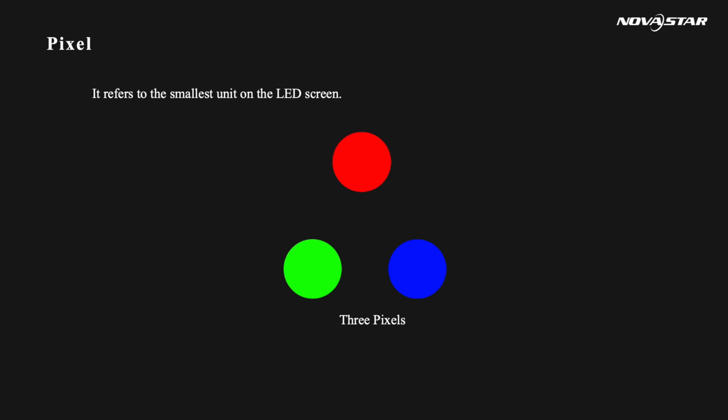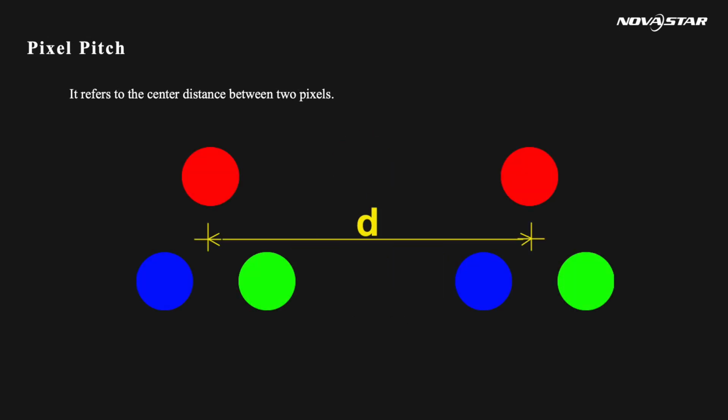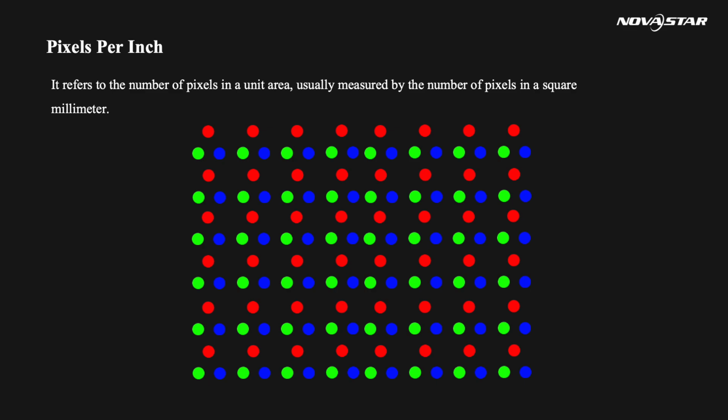Well, the first one would be pixel. Pixel refers to the smallest unit on the LED screen. Each red, green, and blue pixels can work together as a unit and mix out multiple colors. The second one would be pixel pitch. Pixel pitch refers to the center distance between two pixels. It is a term widely used in the LED industry. The finer pixel pitch is, the more contents can be displayed in the same area.